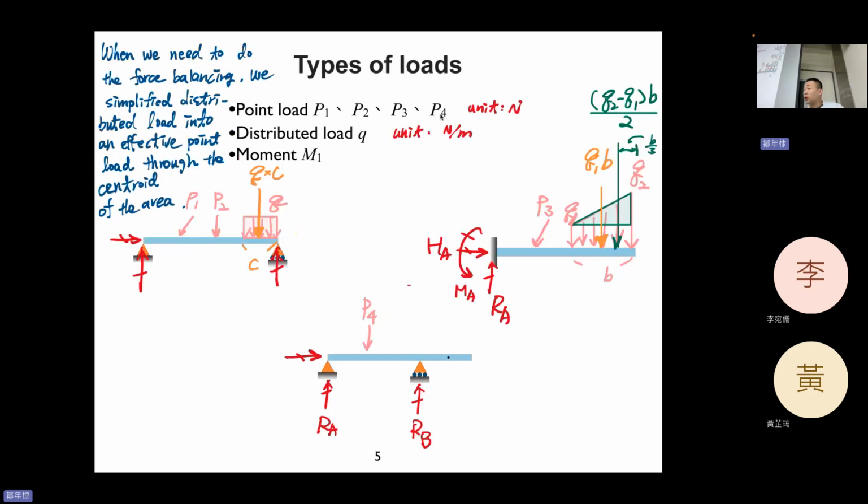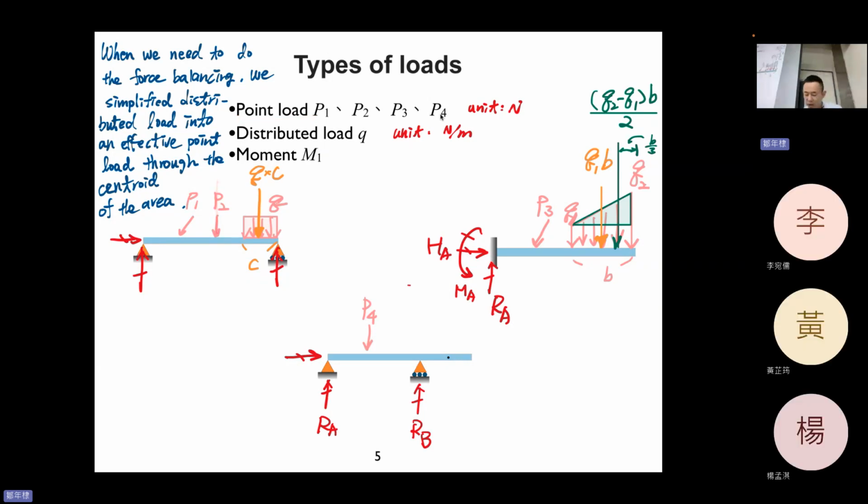And then we focus on three types of load. The first one is point load. Point load is really simple. You can have P1, P2, P3, and P can be a force in the uplift mode.